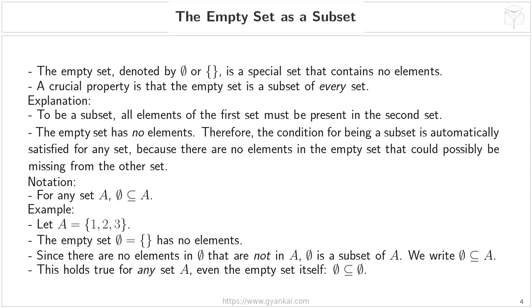Let's look at an example. If we have a set A containing the numbers 1, 2, and 3, written as {1, 2, 3}, the empty set, which is just {}, has no elements. Since there are no elements in the empty set that are not in A, the empty set is indeed a subset of A. We write that as emptyset is a subset of A. And this isn't just true for this specific set A, it's true for any set, even the empty set itself. The empty set is a subset of the empty set. Keep this property in mind, as it often comes up in more complex set theory problems. We'll review this, along with the other properties we've covered, on the next slide, and also highlight some common mistakes students make when working with subsets.